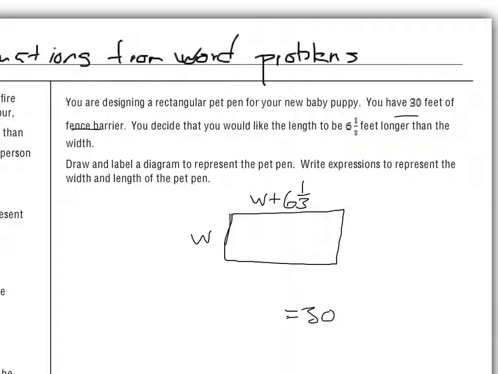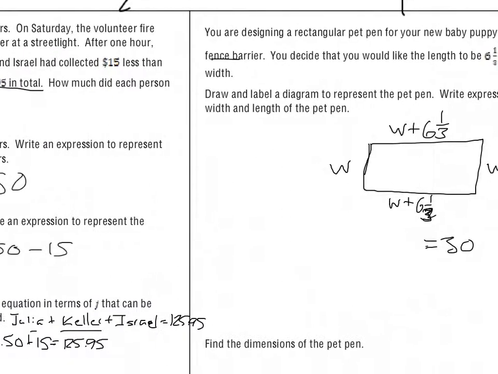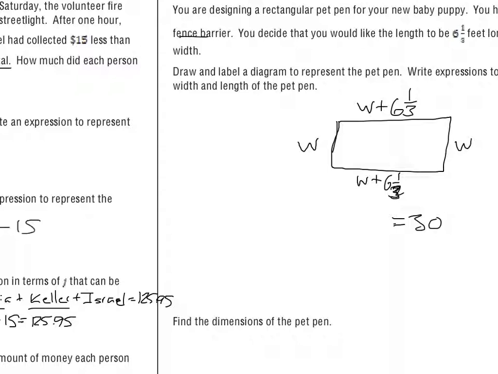And hopefully you've already jumped ahead of me and already labeled these two sides. This one's definitely going to be W. This one's going to be W plus 6 1/3. So coming over here, if I want to go ahead and do this, now I want the perimeter, so I'm going to be adding up all sides. So W plus 6 1/3 plus W plus 6 1/3.